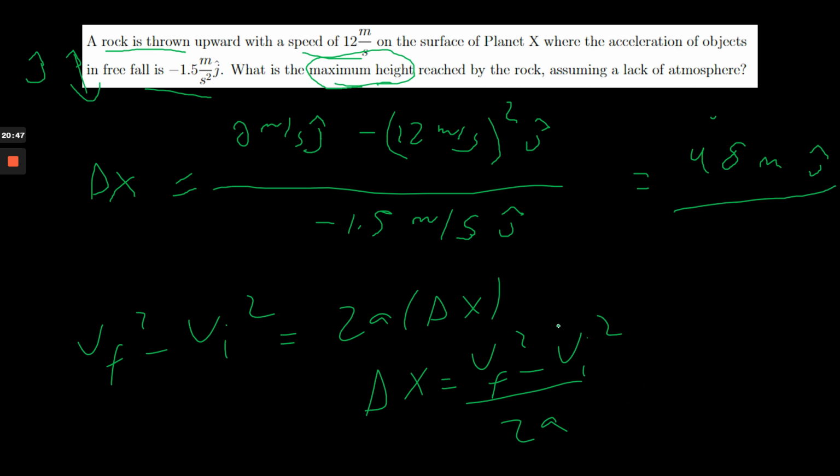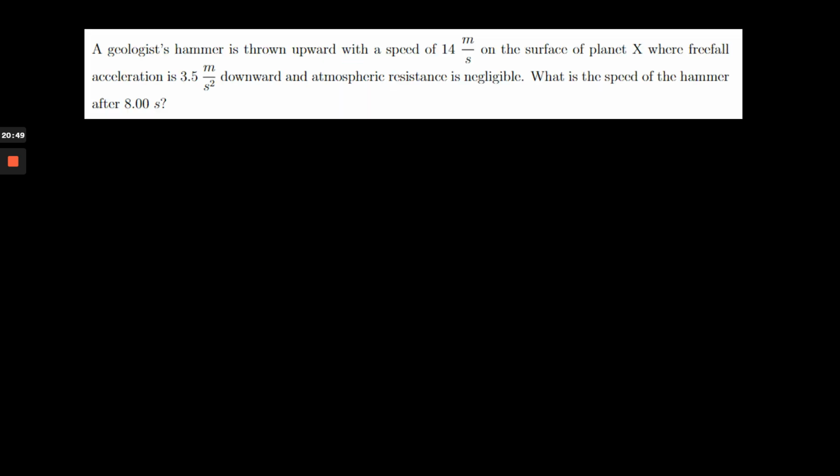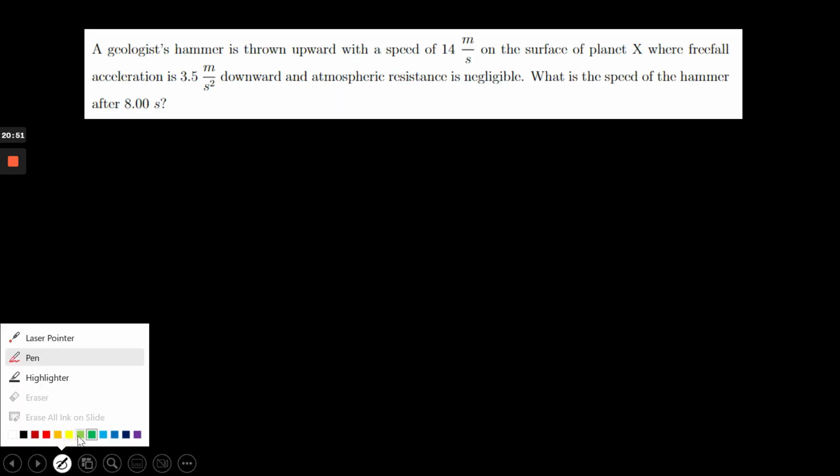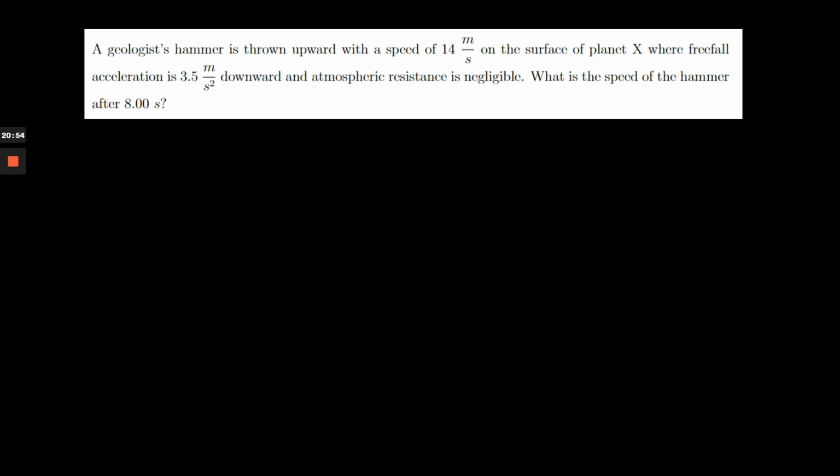All right, cool. And then another problem here. In this problem, we're given the speed is 14 meters per second, the free fall acceleration is 3.5, and the speed of the hammer after 8 seconds. So at a given time, you're given your initial velocity, given your acceleration, and you're trying to solve for final velocity. Not final velocity, but velocity at t equals 8.